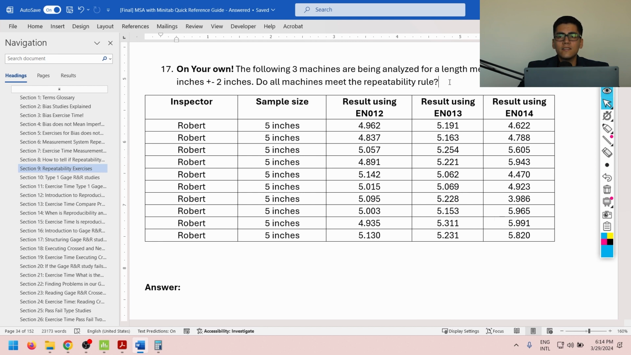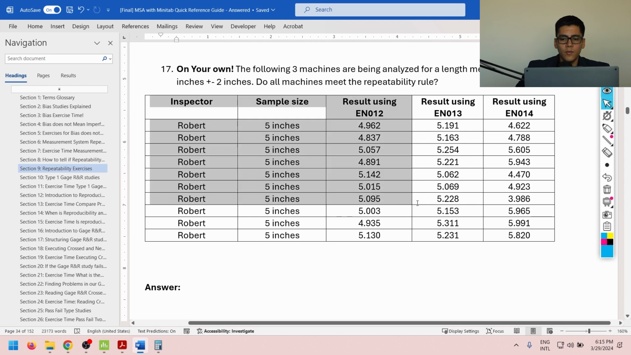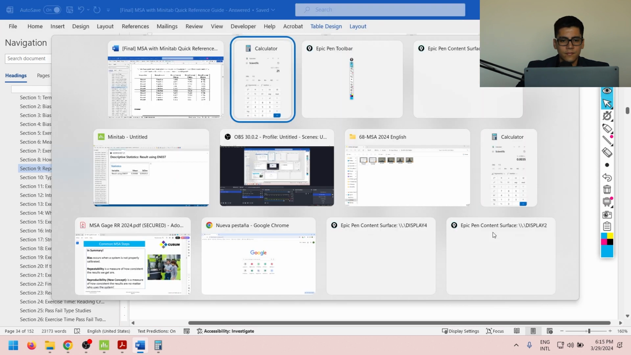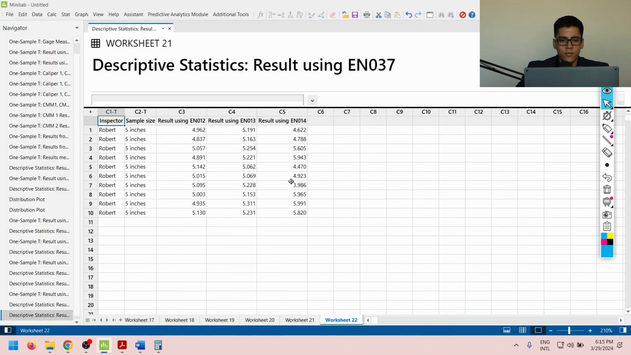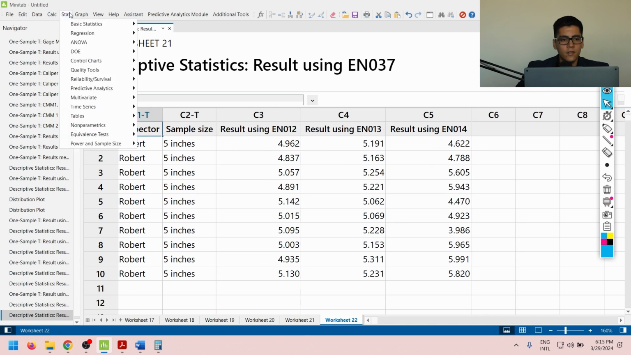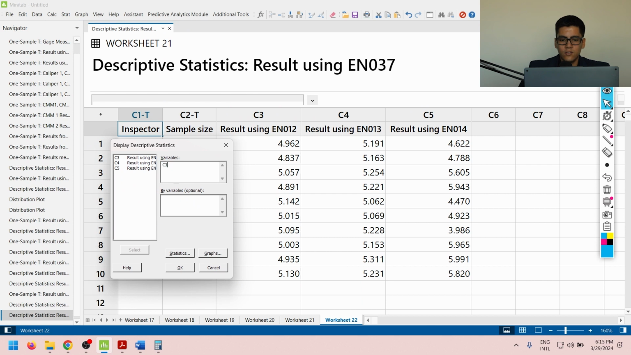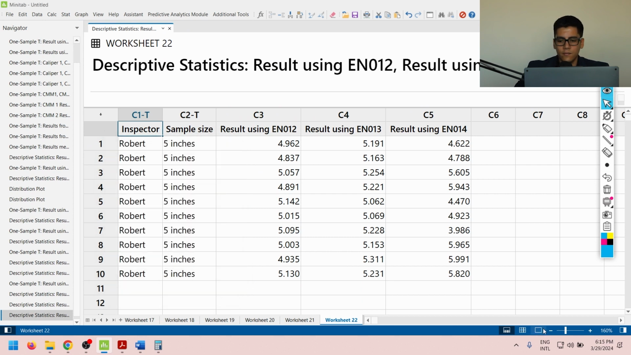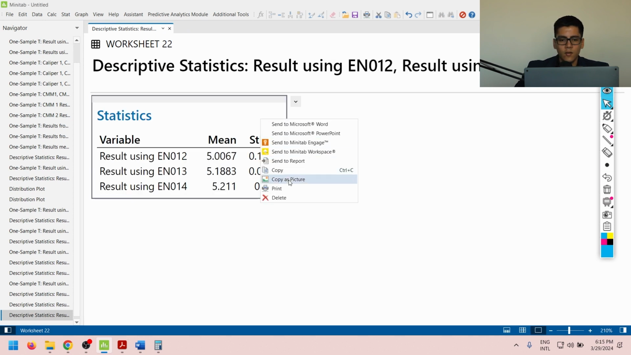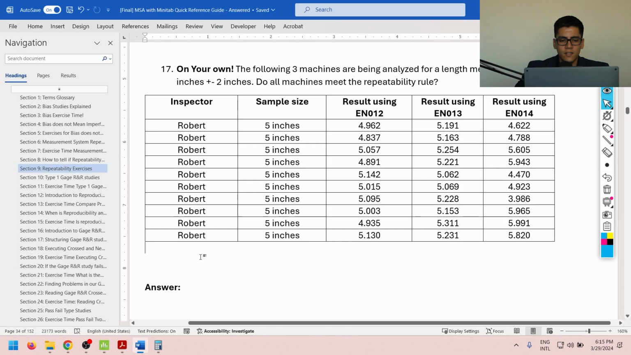Okay, so let's say we have the following 3 machines and I'm analyzing them for a length measurement of 15 inches plus minus 2 inches. Do all the machines meet the repeatability rule? Well, for this, I'm going to copy my information and we're going to paste it over into a brand new Minitab worksheet. Next up, we're going to determine their standard deviation. So I'm going to do C3, C4, and C5. I'm going to copy my output and we're going to paste it right here.